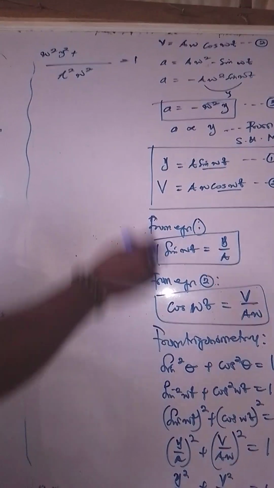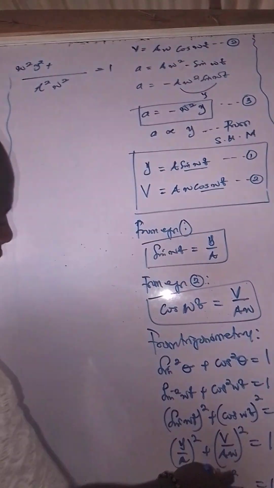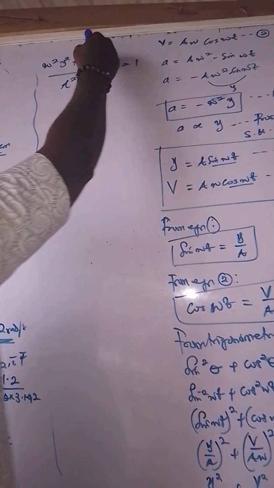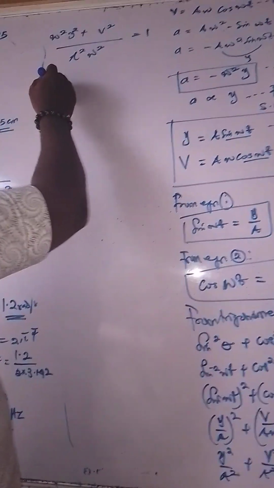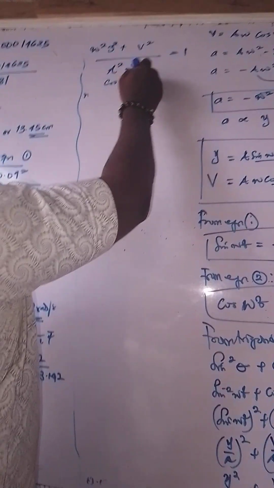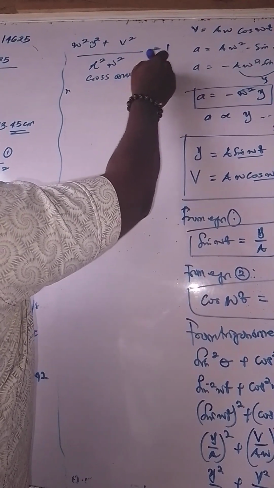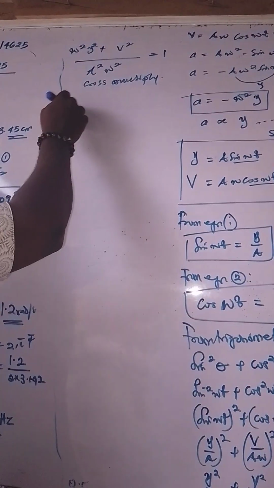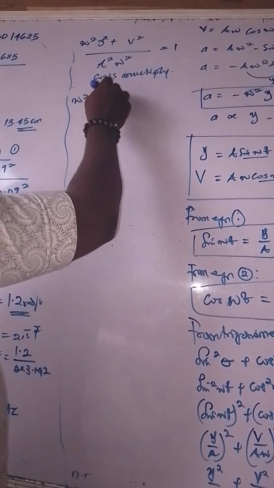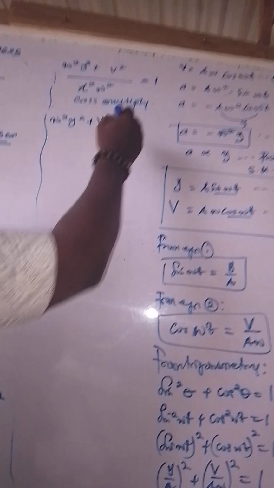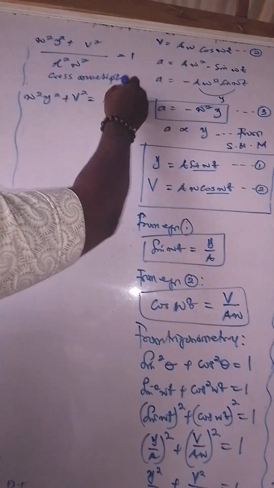A square omega square, cancel this. It remains 1. 1 times v square, that is v square. So guys, let's cross multiply. To cross multiply: omega square y square plus v square equals 1 times a square omega square, that is a square omega square.